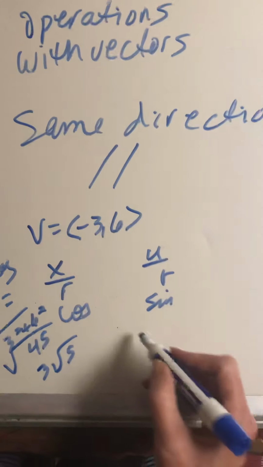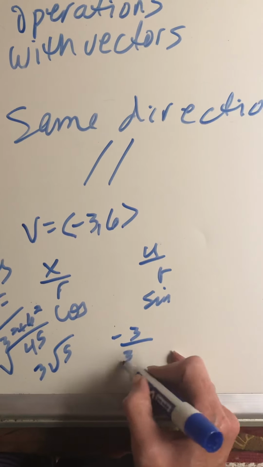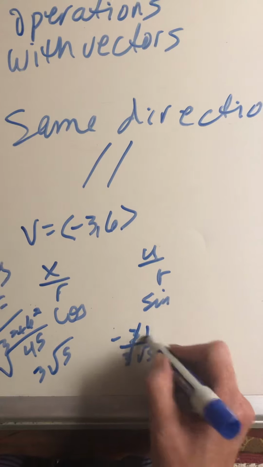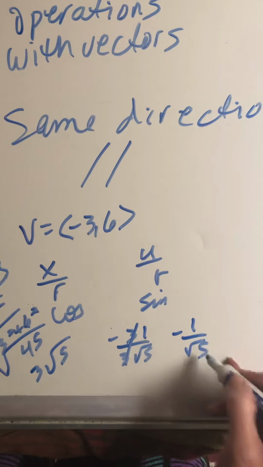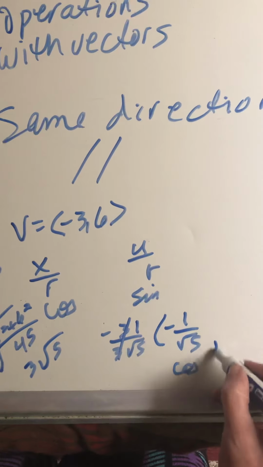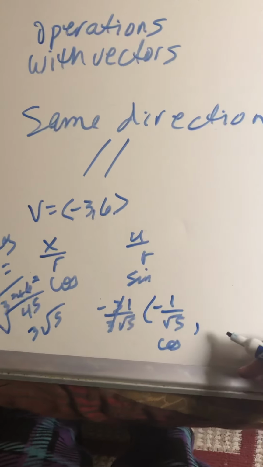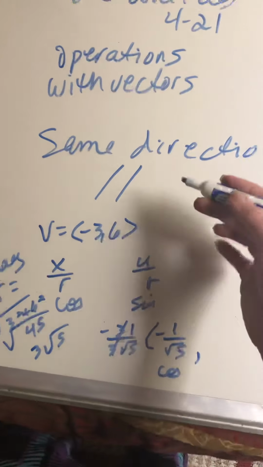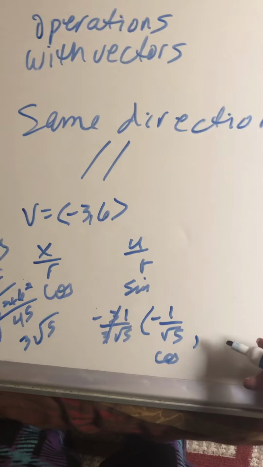So you would take your x, negative 3 over 3 square roots of 5, cancel the 3, so it's negative 1 over the square root of 5, which is how you leave it. You can leave it this way, okay? So that's considered your cosine. Here, it's just a parallel vector to the original vector. It has the same direction.